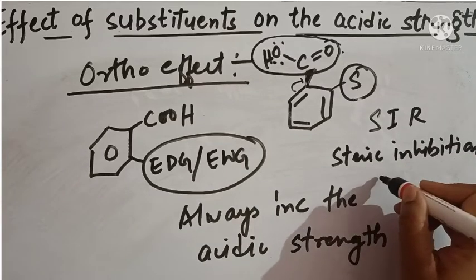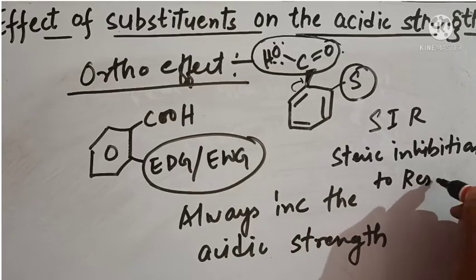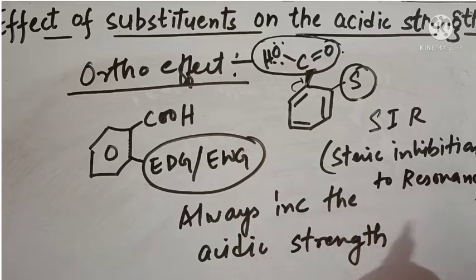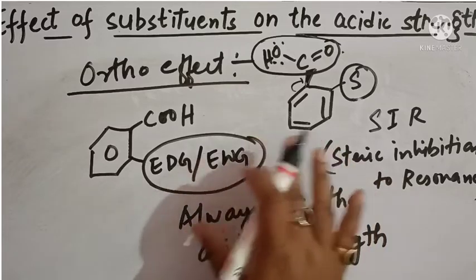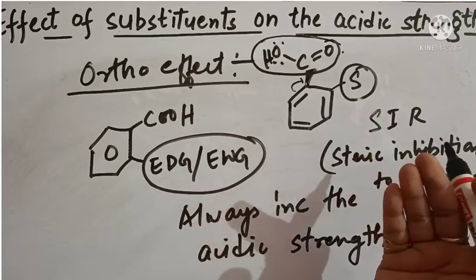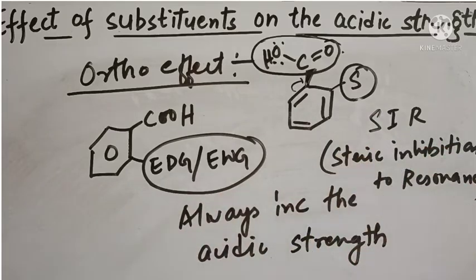Inhibition to resonance. That is known as the steric inhibition to resonance, that is the SIR effect. Okay, so this is the main reason why the presence of a substituent at the ortho position increases the acidic strength irrespective of the electron donating or electron withdrawing group.